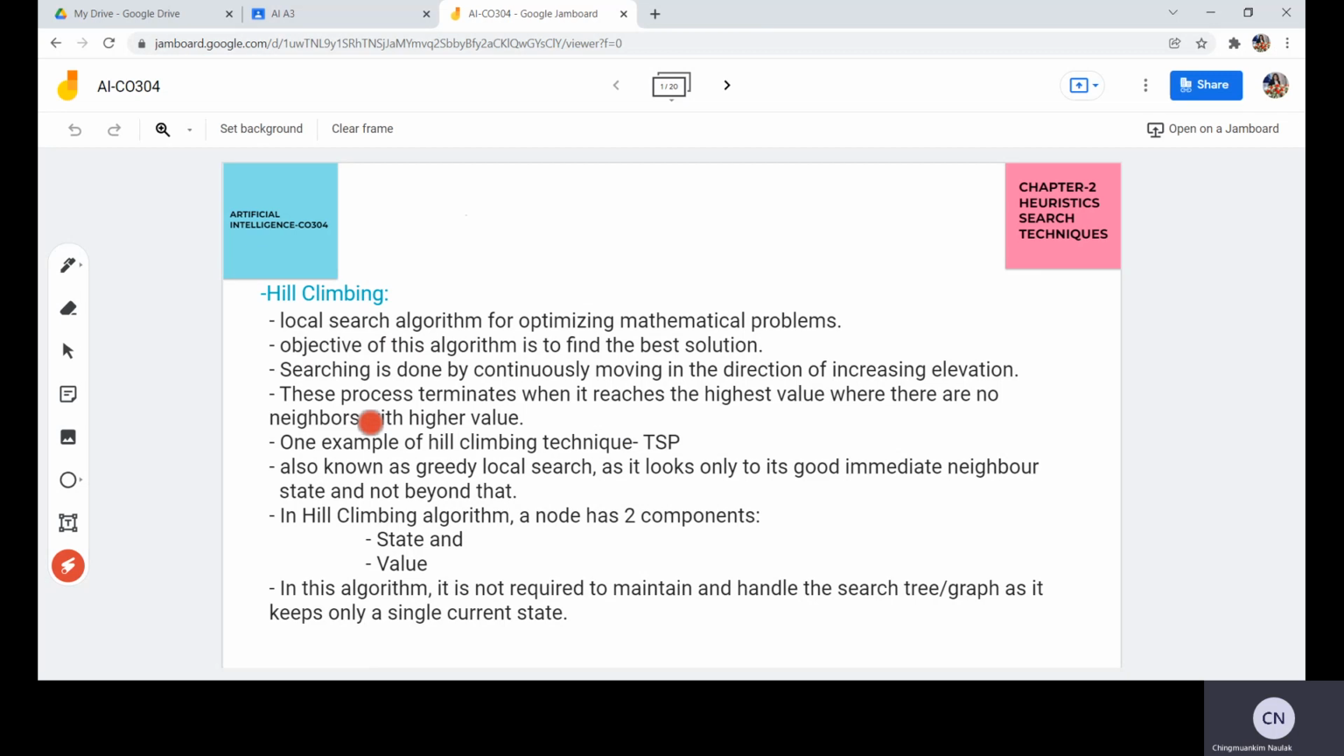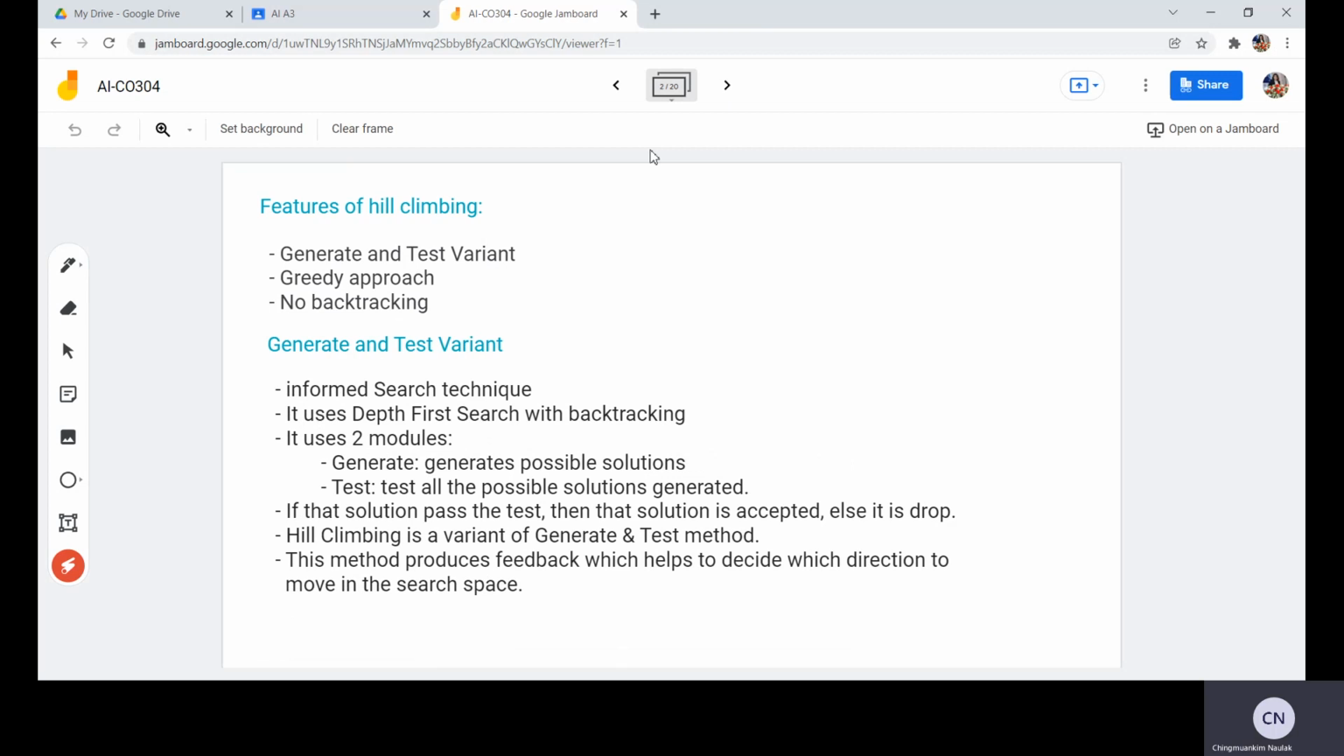In the hill climbing algorithm, the node has two components: one is the state and another is the value. And one more thing about this algorithm is that it is not required to maintain the search tree or the graph, as it keeps only a single current state. Fine.